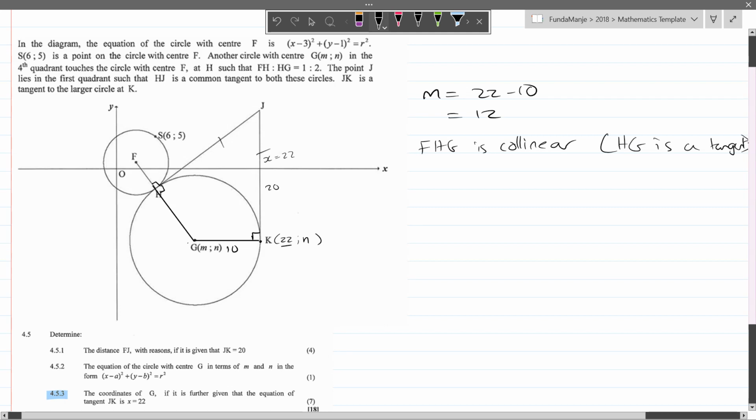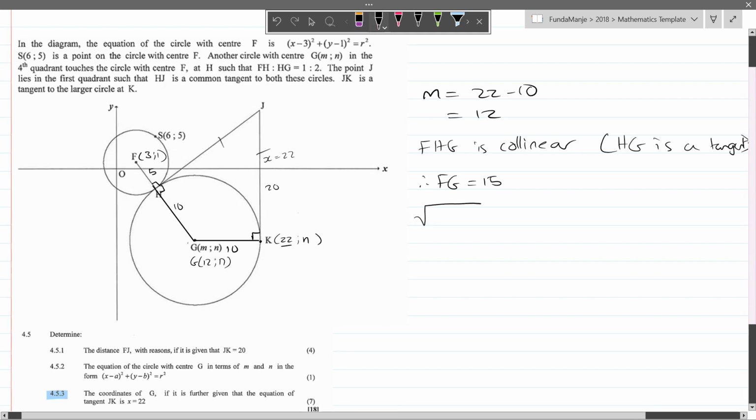So if this is true, that means we know what the length of FG will be. Therefore FG will be, since this was 5 and this was 10, 15. And we know the coordinates of F, which are 3 and 1. Now we need the coordinates of G. So far we know that this is 12 and we're looking for n. So here we can just use our distance formula.